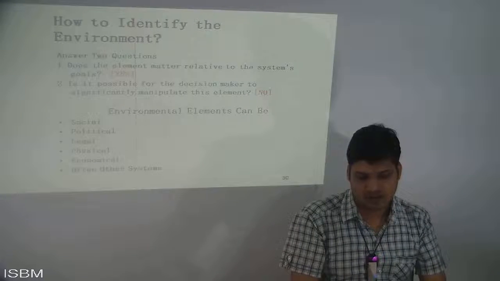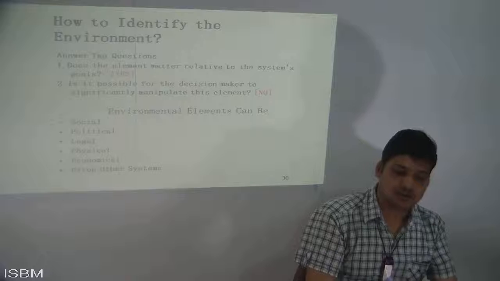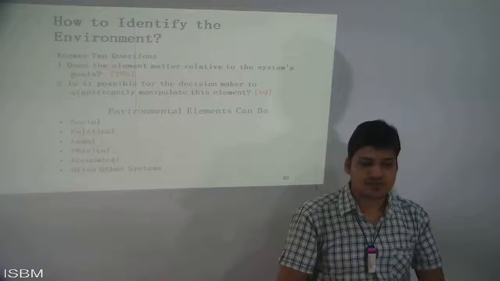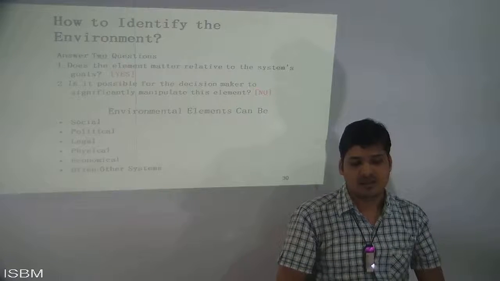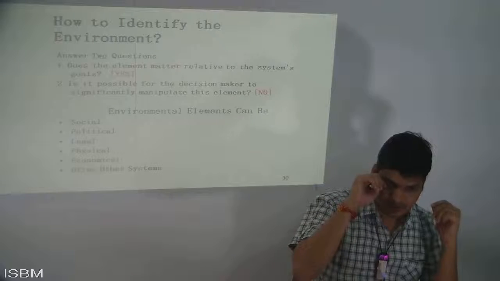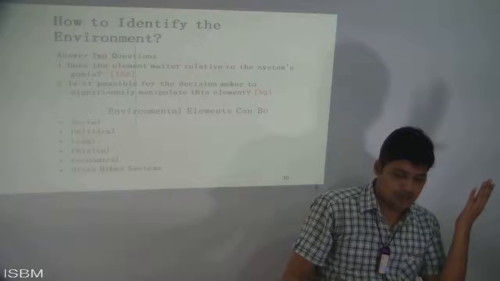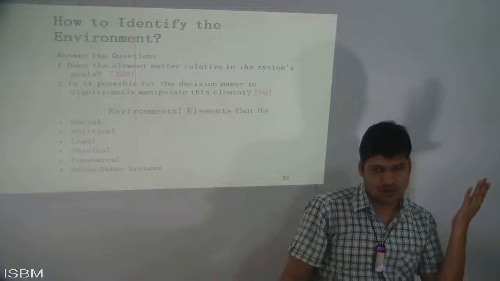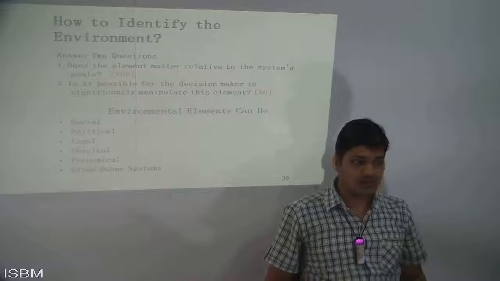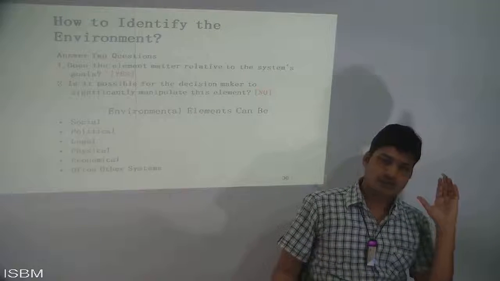No, it is not possible. So what exactly are the environmental elements? They are shown over there: social, political, legal, physical, economical, and some other issues, some other systems. Does the element matter relative to the system goals? Yes. The social element is very important. Suppose you are launching some product, there might be some political issue over there, some legal issue, because nowadays for each and everything you require some legal certificate to launch any product.